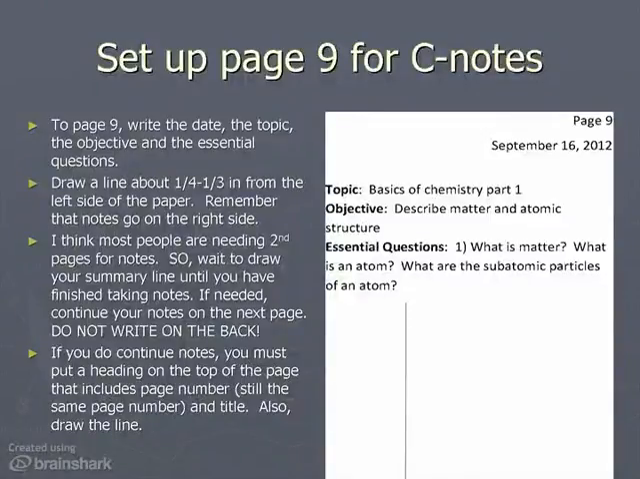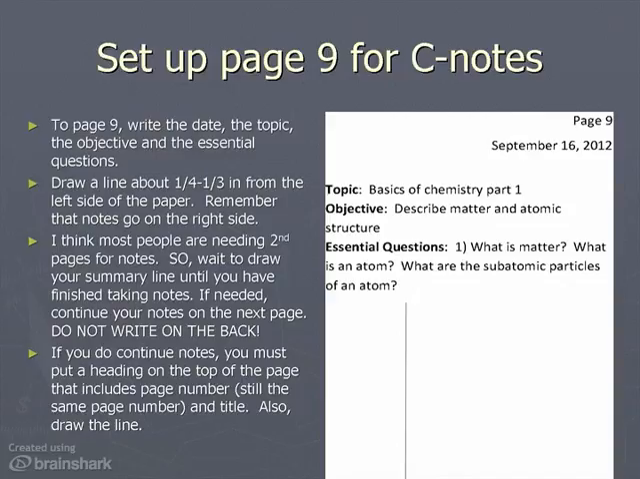Alright, we need to set up page 9 for Cornell Notes. You need to write the date, the topic, the objective, and the essential question. That's something new that we added this time. We have actually 3 essential questions. What is matter? What is an atom? And what are the subatomic particles of an atom? And that's what we'll be covering.